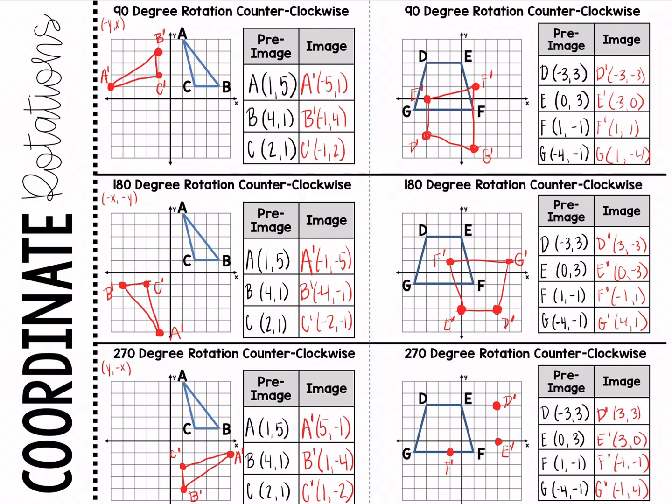Okay, and then G prime is negative 1, 4. 1, 2, 3, 4. If you think about it from here, we're going 90, 90, 90. And so it makes the full C. So our shape, the rotation of 270 degrees is right here.